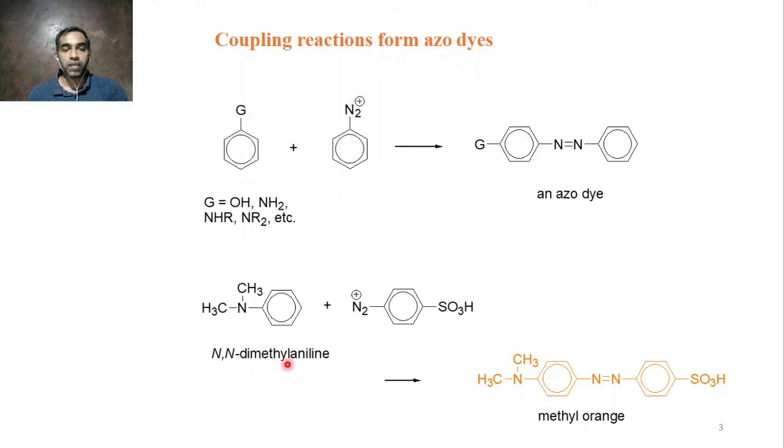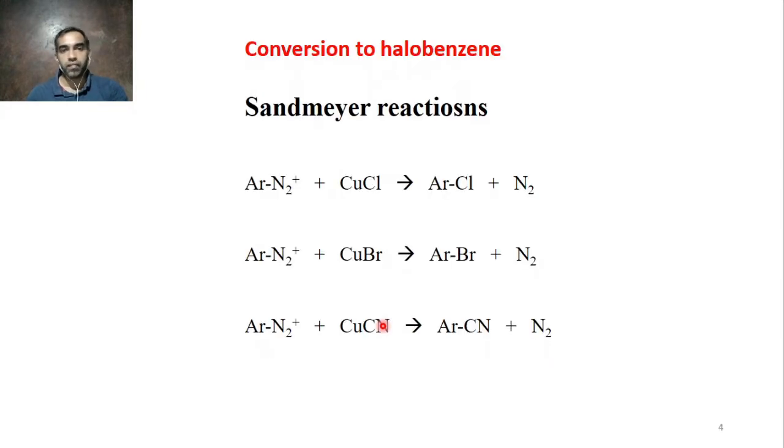One example is N,N-dimethylaniline. You do coupling with diazonium salt. Now it has undergone coupling reaction at the para position to give methyl orange. It's a dye. Then conversion to halobenzene, the second type.